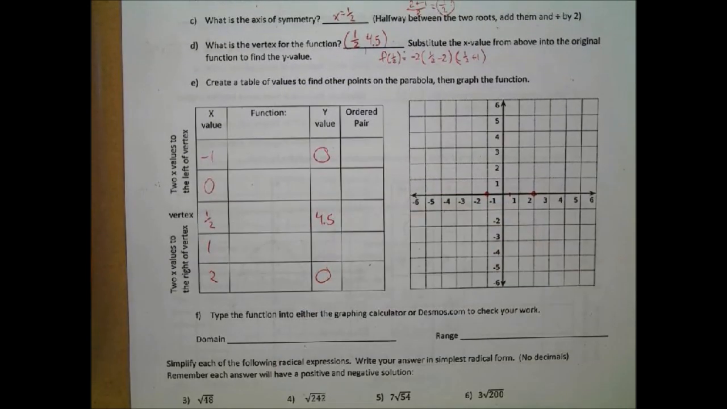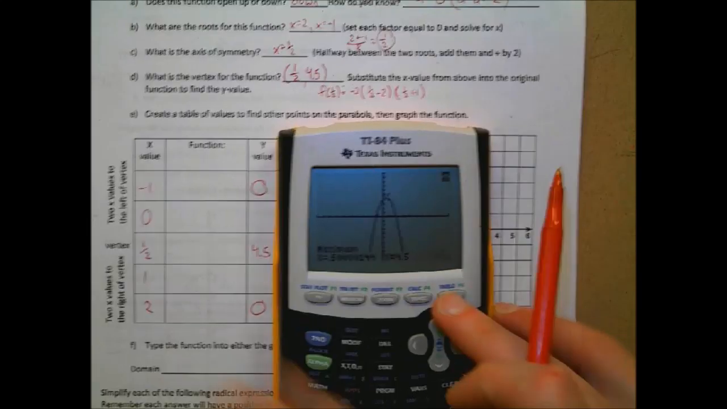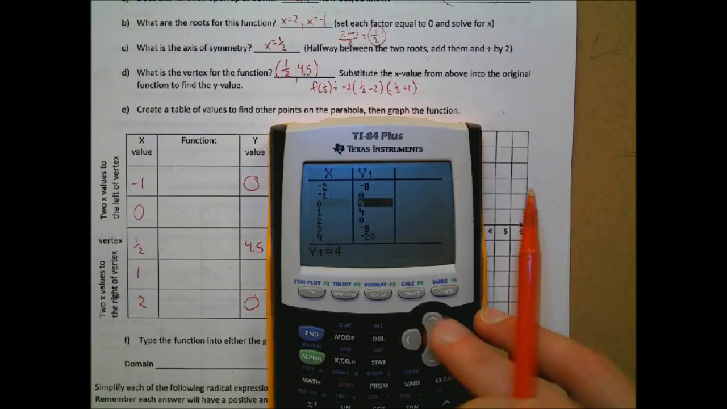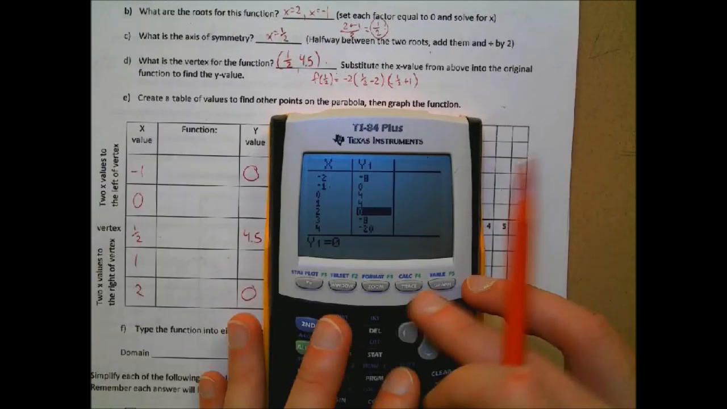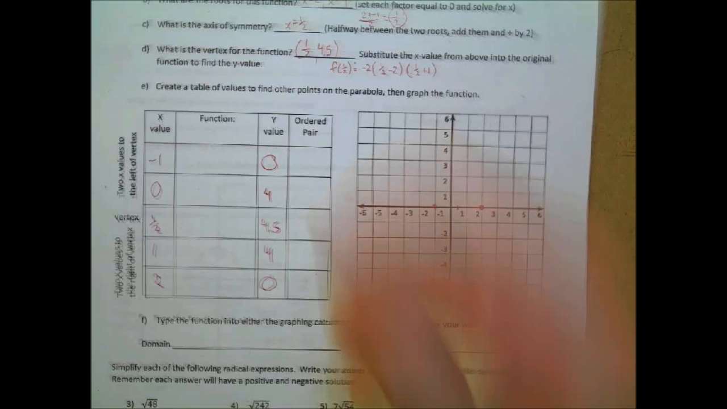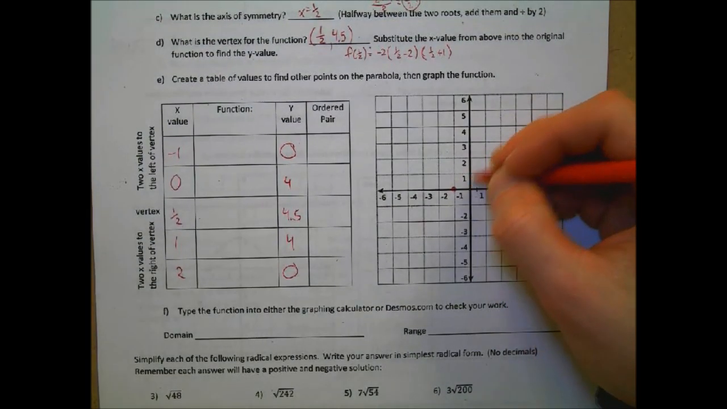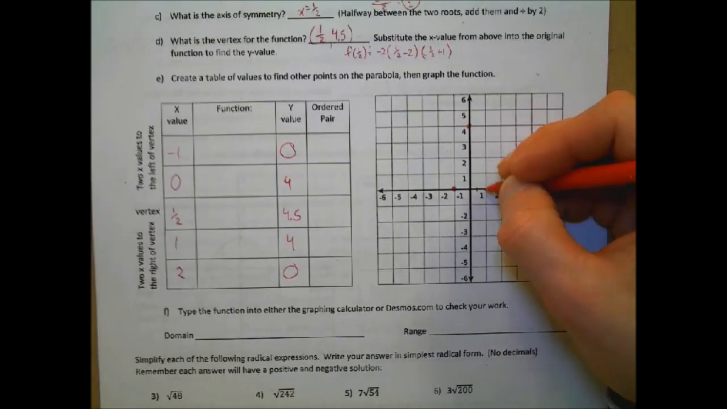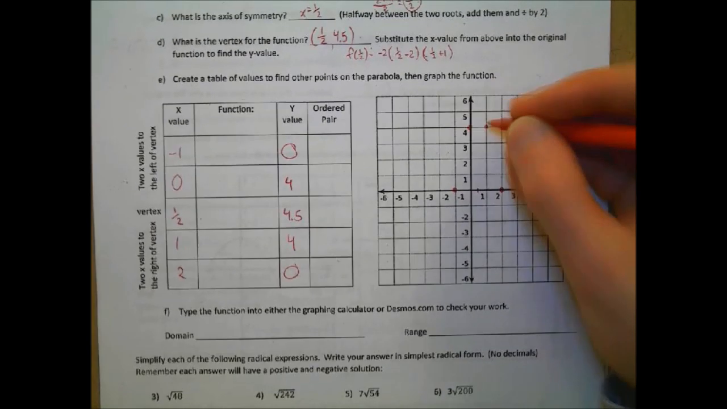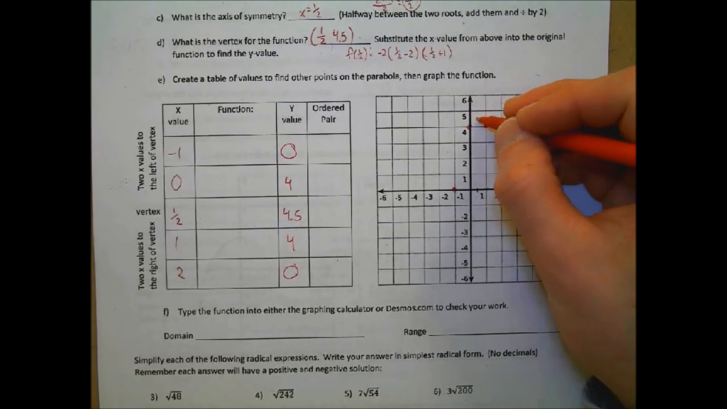Now I'll just plug in 0. I'm going to go to my table to help me fill that out. So second graph. At 0 we get 4, and at 1 we get 4. Okay. So there are some points. And let's just plot them. 0, 4, 1, 4, and then 1/2, 4.5. So like right there. And we'll just connect the dots.